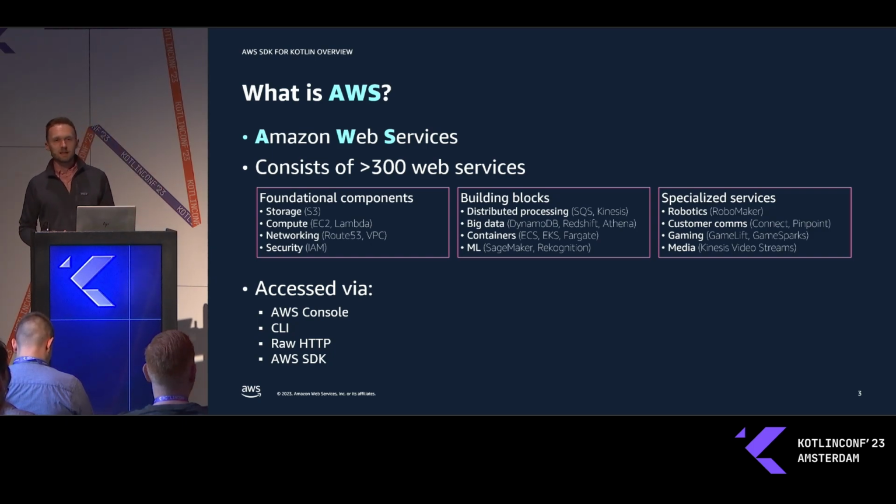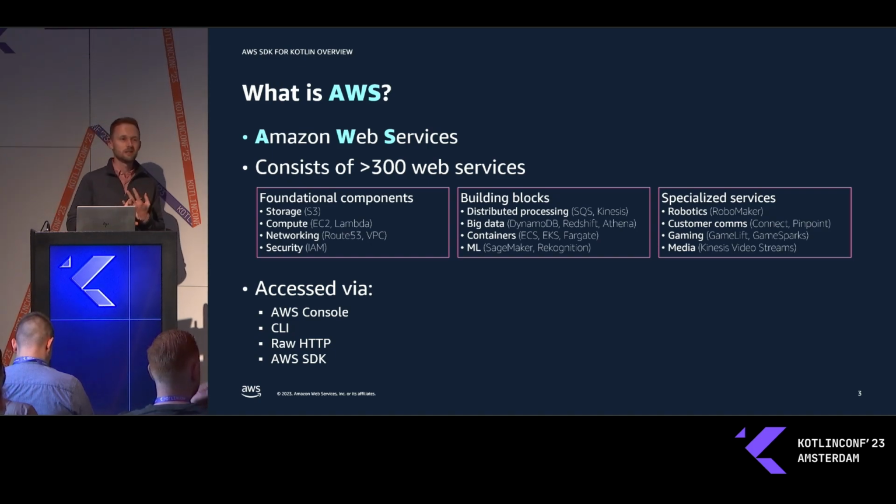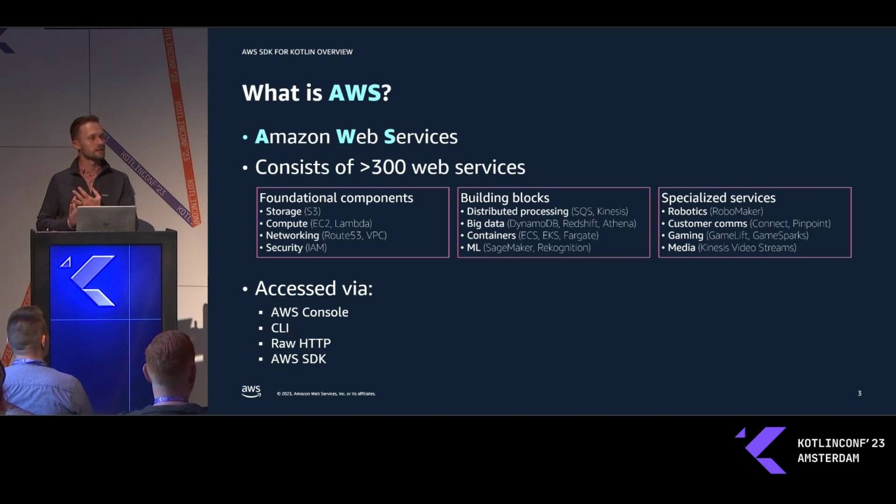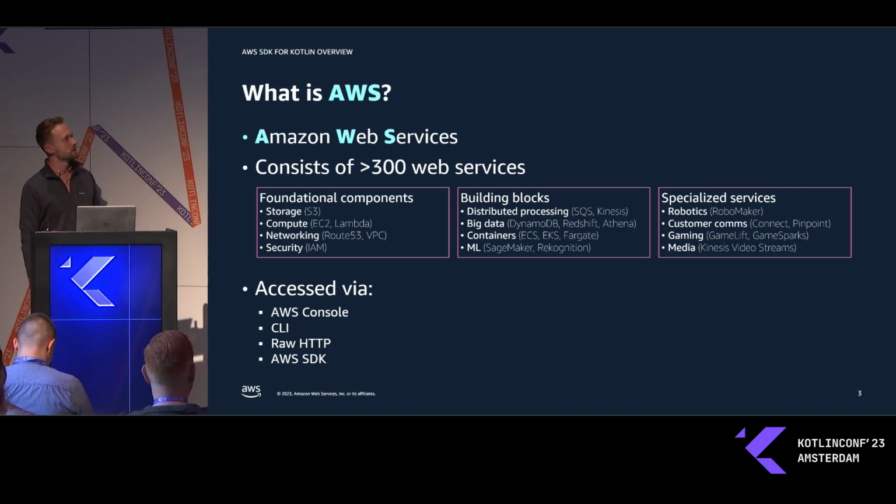Developers typically access AWS in one of 4 different ways. There's the AWS console, an interactive website for viewing and managing your AWS resources. There's a command line tool that's useful in scripting scenarios. There's occasionally, hopefully very rarely, raw HTTP requests that you could write yourself and send to AWS services and then parse the raw HTTP responses. But by and large, the most popular and the most preferred way for accessing AWS by developers is by an AWS SDK.